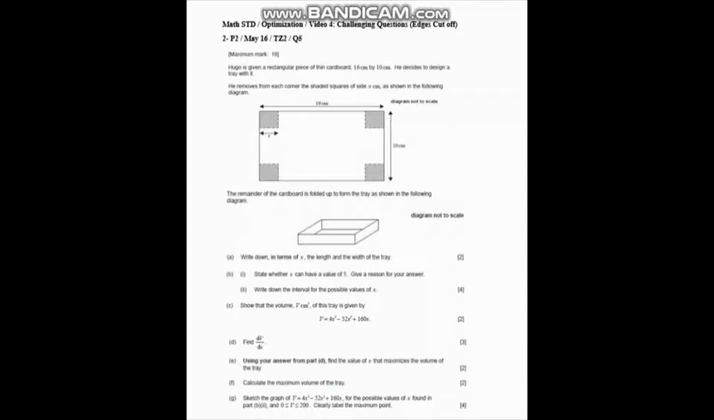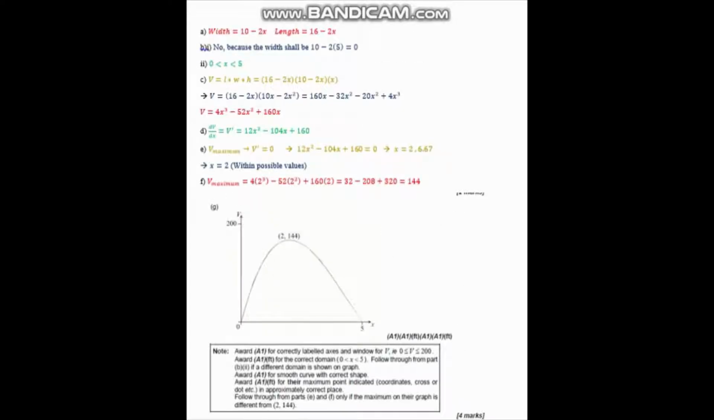So write down the interval for the possible values of x. x is between 0 and 5. So x is greater than 0 but less than 5. So let's take a look at the answers. Here are the first three answers that we have covered so far so that you can keep track.